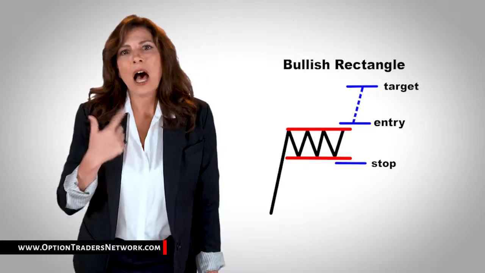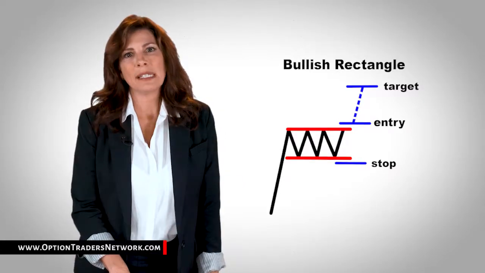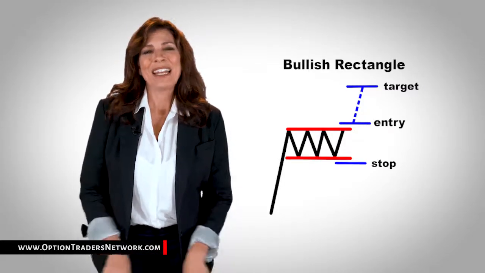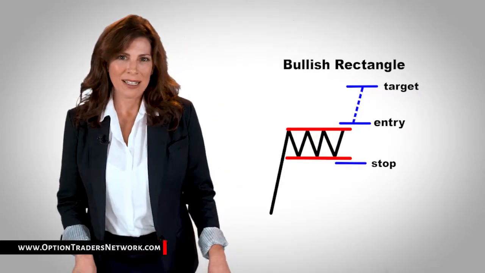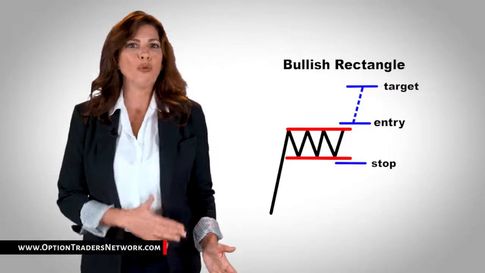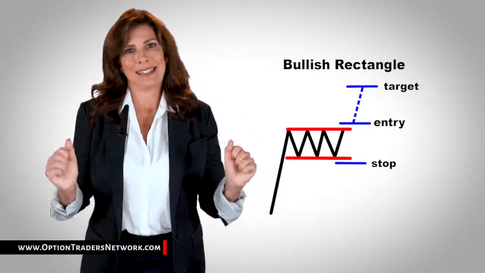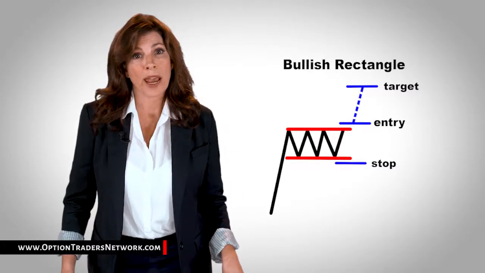If we had a long order on top of the resistance level, we would have caught some pips on that trade. Now, just like the bearish rectangle example, once the pair breaks, it will usually make a move that is at least the size of its previous range.